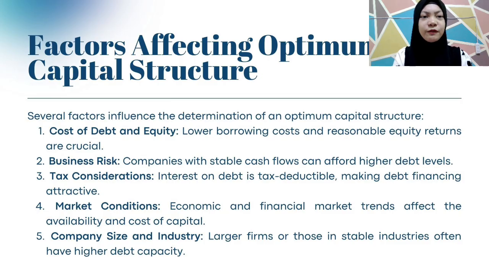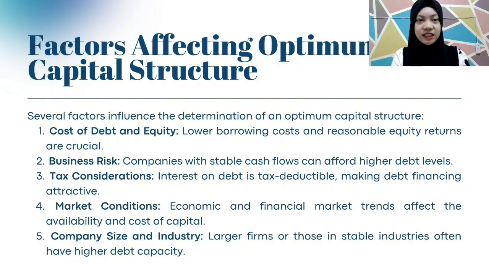Next, we also have factors affecting optimum capital structure. So marami tayong factors na nakakaapekto sa kung paano natin na-achieve yung OCS or optimum capital structure. First is the cost of debt and equity. Siyempre, mas maganda kung mababa yung borrowing cost at reasonable yung returns na nakukuha natin. For example, a big company like SM Prime can borrow money from banks at a low interest kasi nga malaki at stable yung business nila.